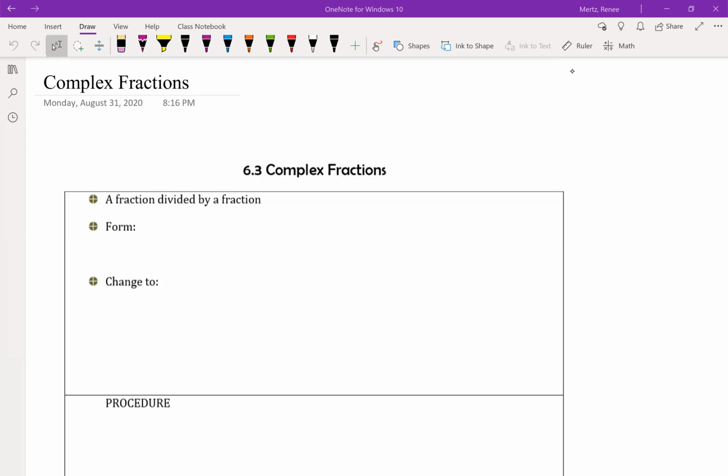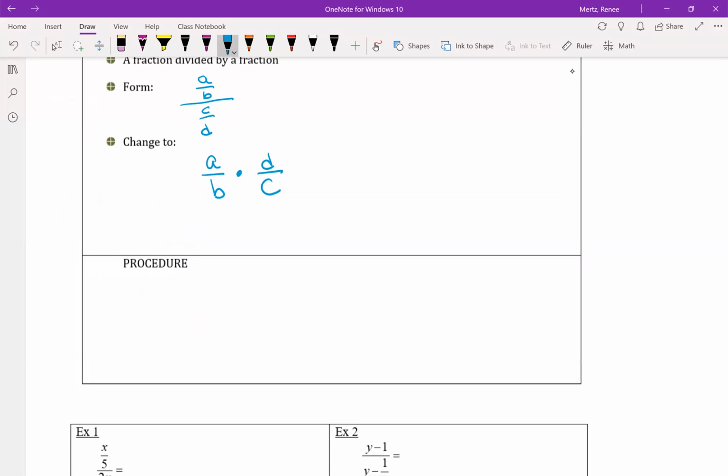So complex fractions means a fraction divided by a fraction. Its form is a over b, all divided by c over d. We want to change a fraction divided by a fraction to a fraction multiplied by its reciprocal. The first step is to make a single fraction divided by a single fraction.